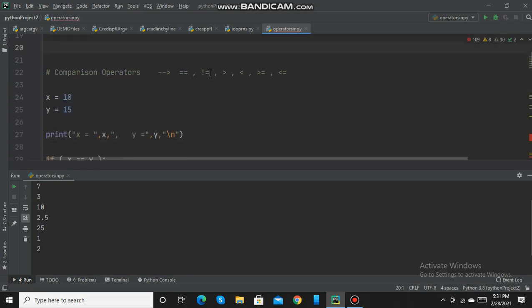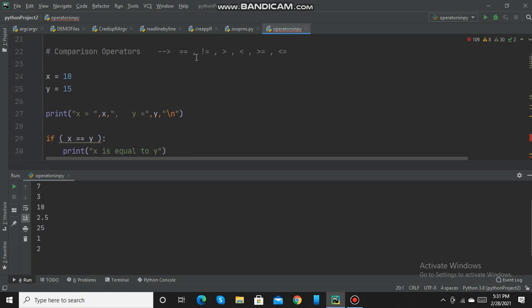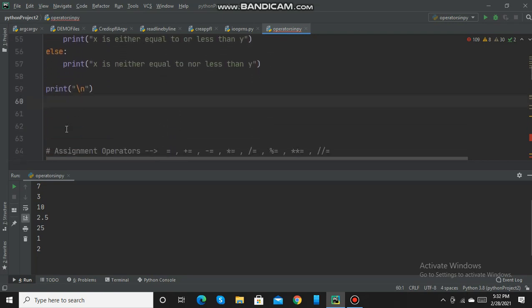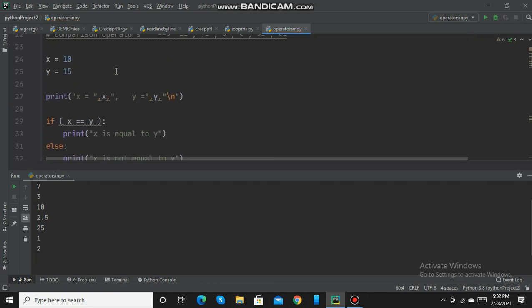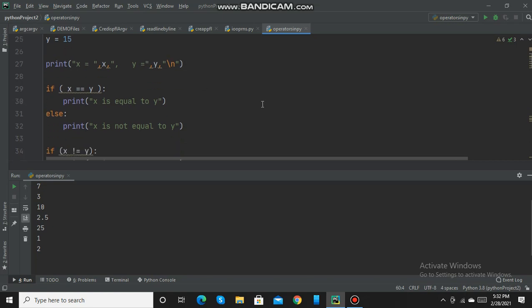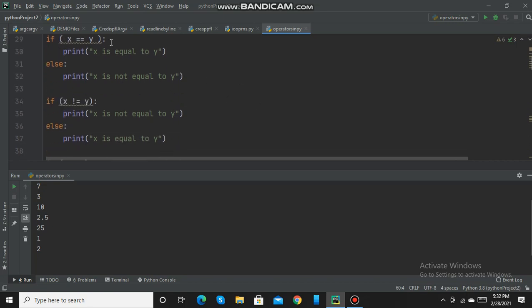Now next is the comparison operators, that is equal to, not equal to, greater than, less than, greater than or equal to and less than or equal to. So I am taking the value of x as 10 and y as 15 for comparison. Then here I am printing the value of x and y. Here I am checking for equality, x equal to y.